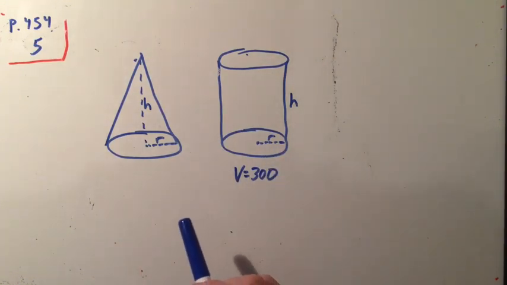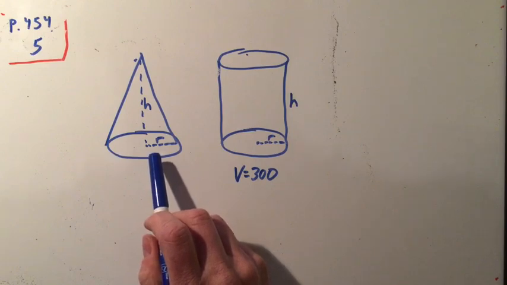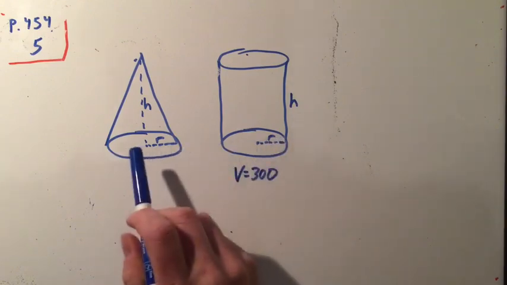Okay, for problem number 5, they tell us that a cone fits perfectly inside a cylinder. Okay, well, that's the thing about those formulas: the formula for volume of a cylinder and volume of a cone.